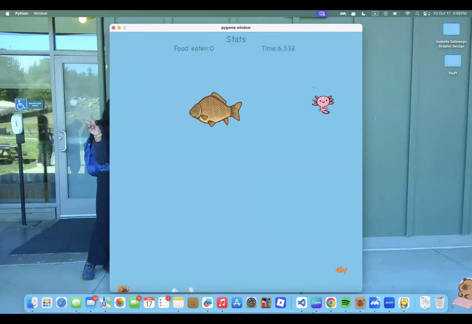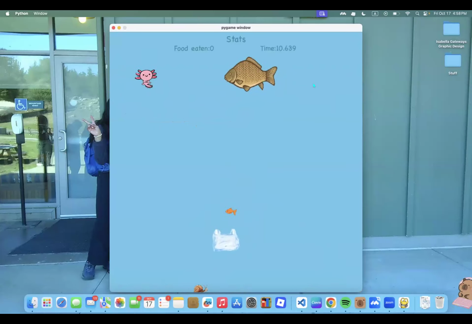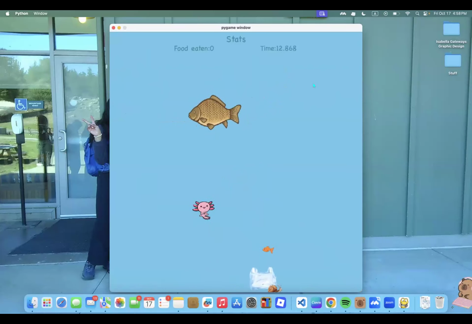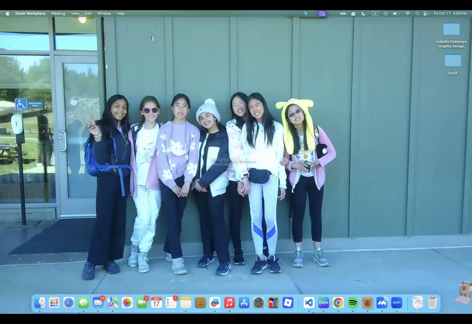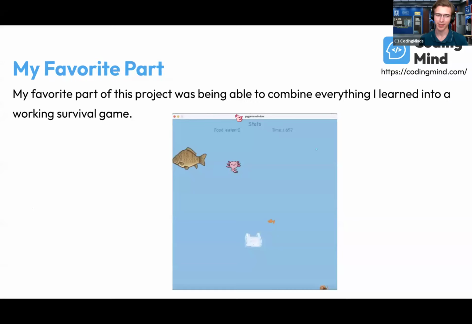So, basically for this game, you're trying to avoid the carp in the plastic bag and eat food, which would be the snail and the fish. And then my favorite part of this project was being able to combine everything I learned into a working survival game.